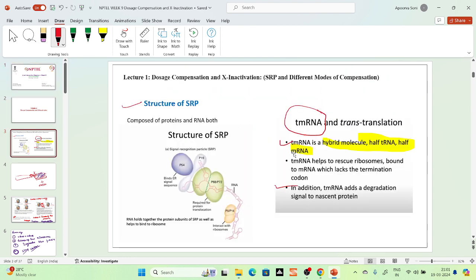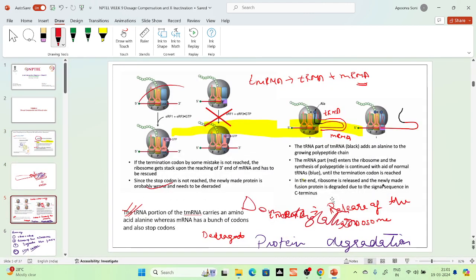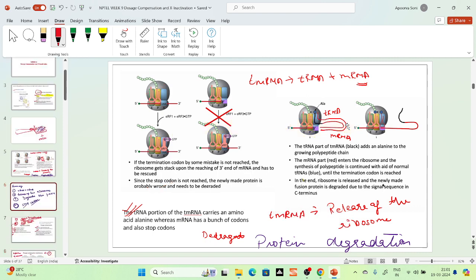First we studied tmRNA. What is tmRNA? It is basically a hybrid molecule which is half tRNA and half mRNA. It helps in rescuing ribosomes bound to an mRNA which lacks a termination codon, and it also degrades that protein. We studied the mechanism of how it takes place. You can see this is the tmRNA, the black portion is the tRNA part, and the red portion is the mRNA part. The mRNA part gives a stop codon, and the tRNA part gives an alanine, and then it removes the ribosome and also degrades the protein.